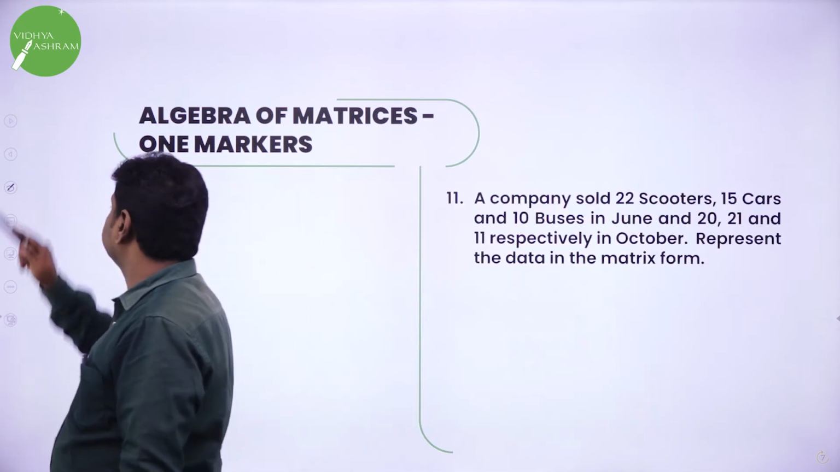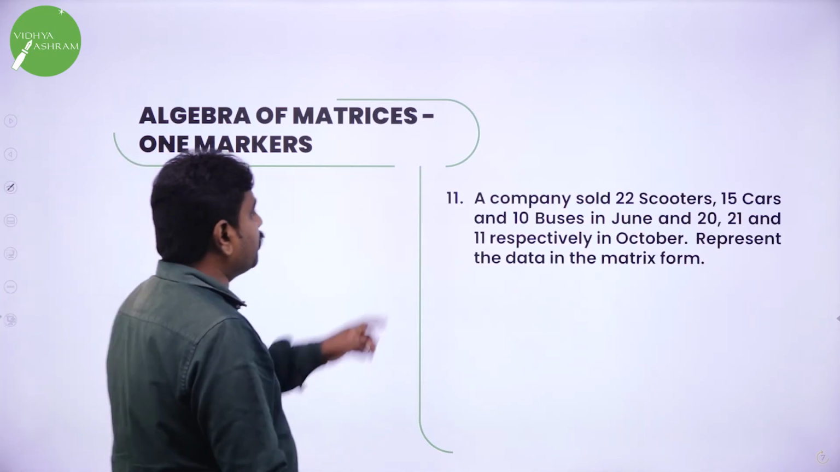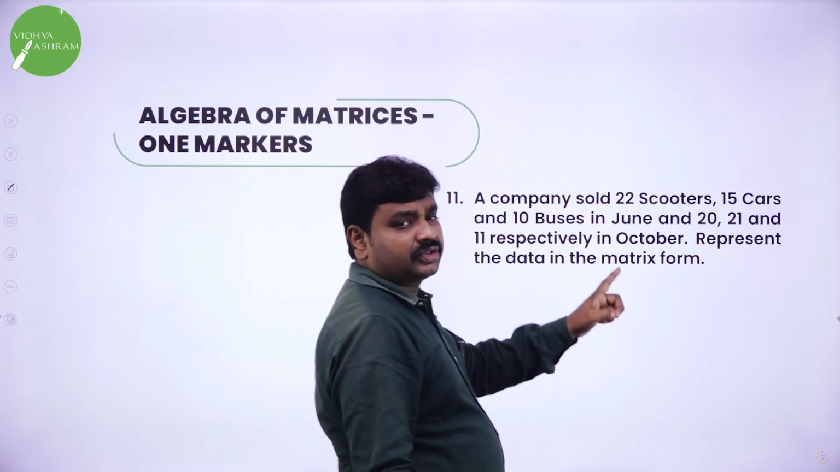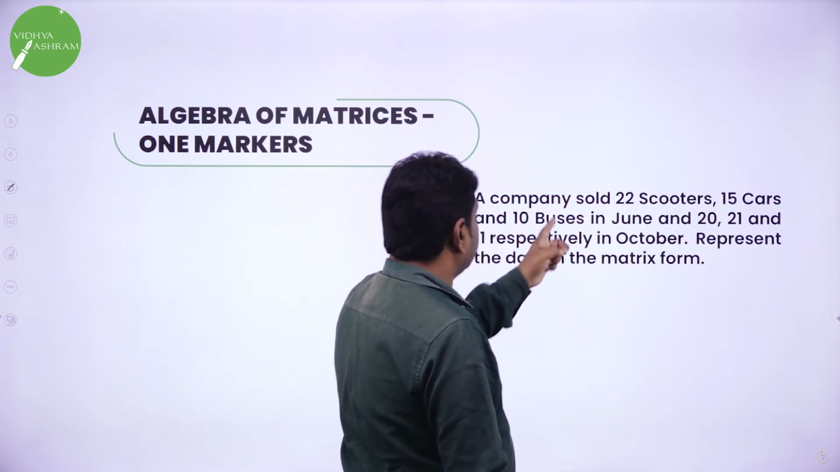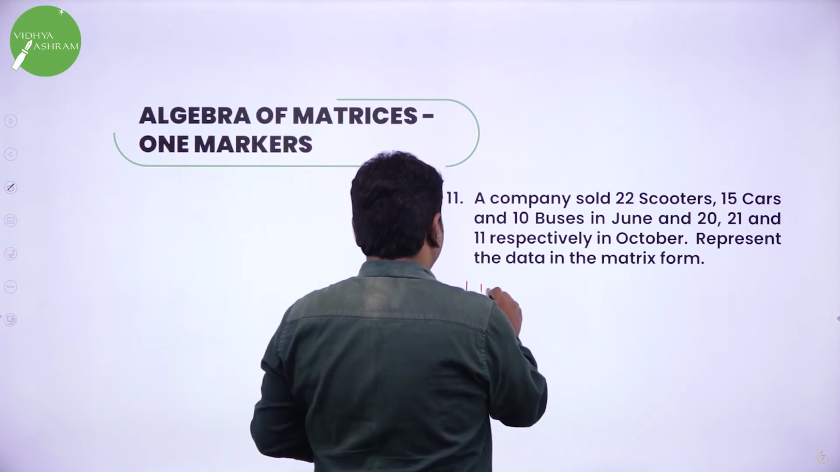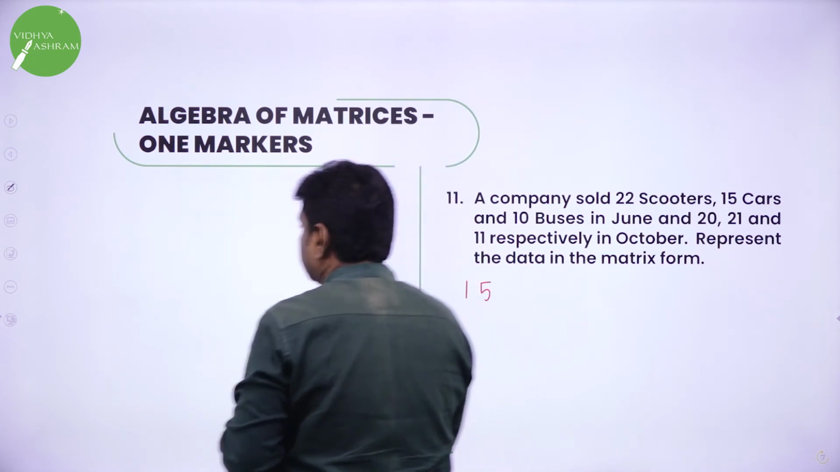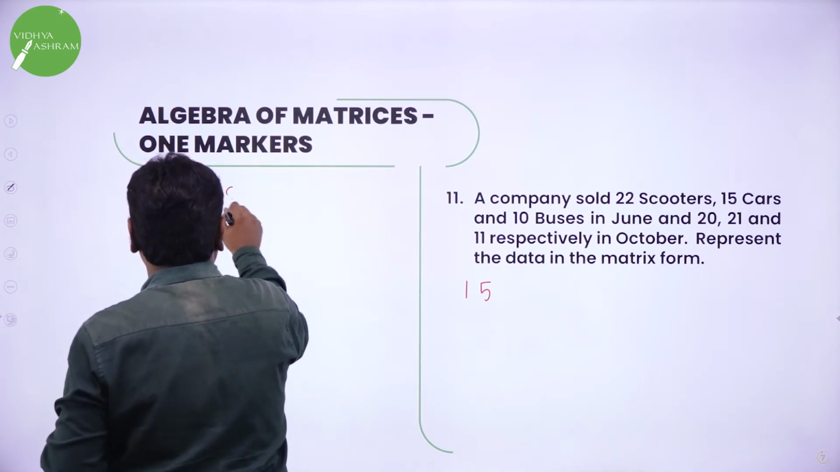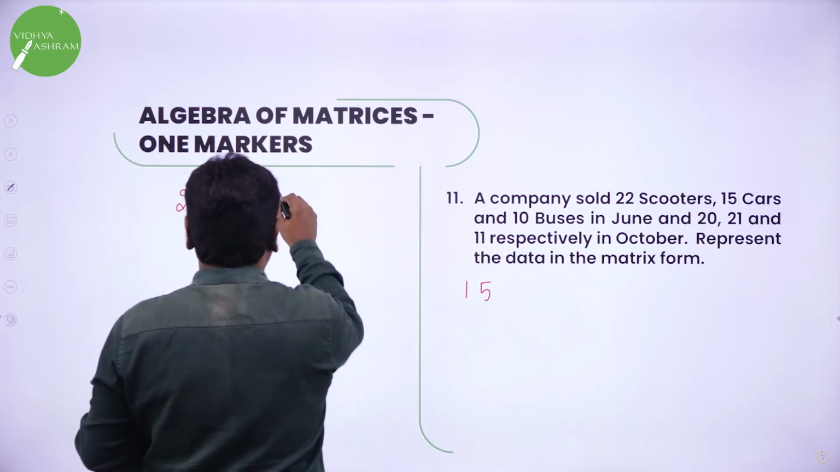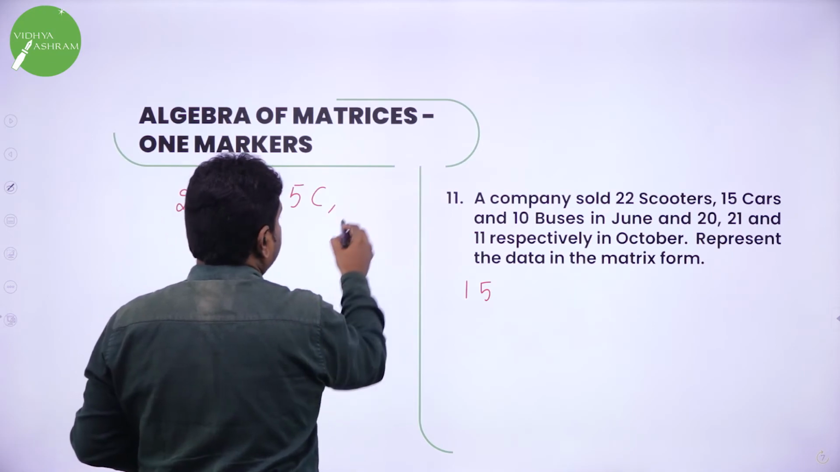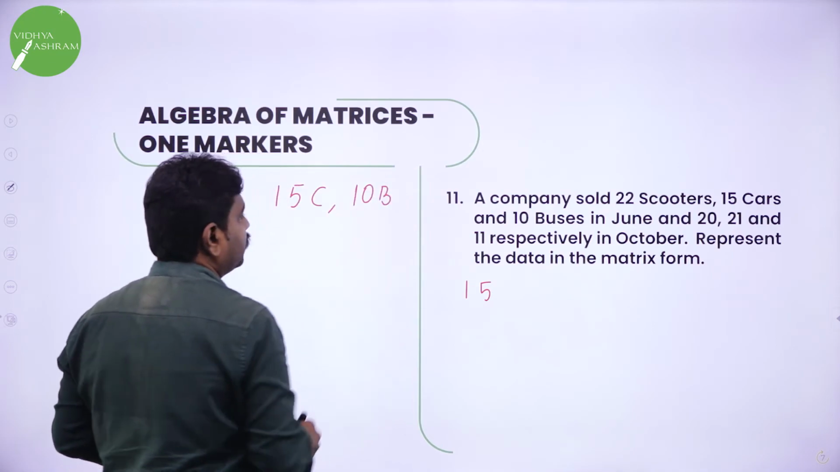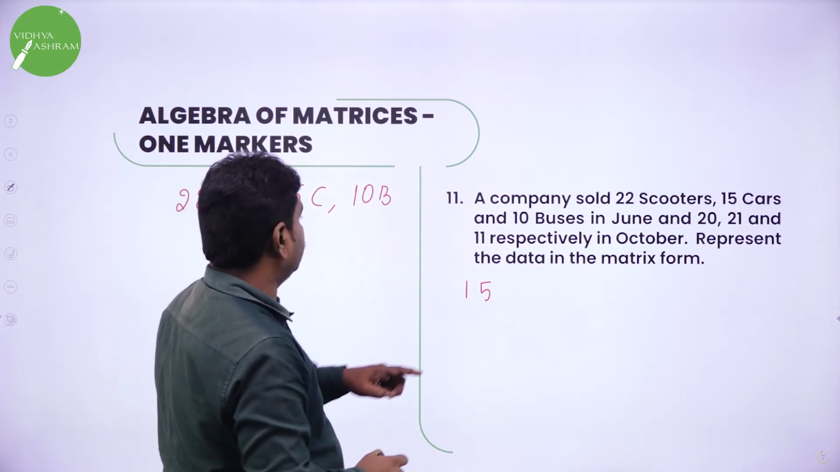Next we have a company that sold 22 scooters, 15 cars, 10 buses. So first is 22 scooters, then 15 cars, then 10 buses. They have sold these in 2 months, in one of the months, June.